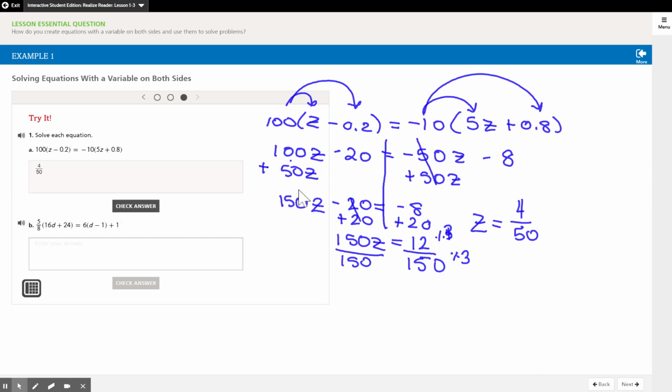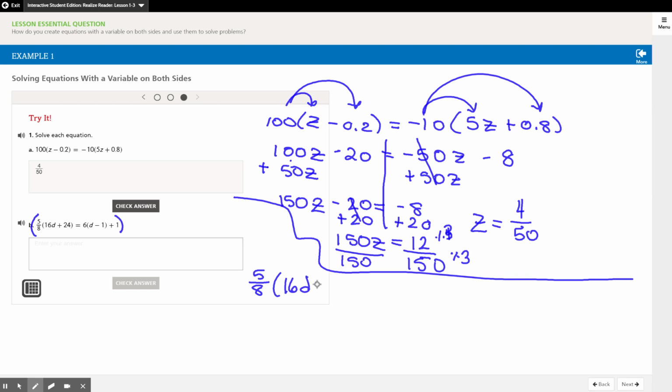Now, for part B, notice that we have 5/8. We want to multiply everything by 8. So I'm going to rewrite it over here. We have 5/8 times the quantity 16d plus 24 equals 6 parentheses d minus 1 plus 1. So you want to multiply everything by the bottom number, which is 8.